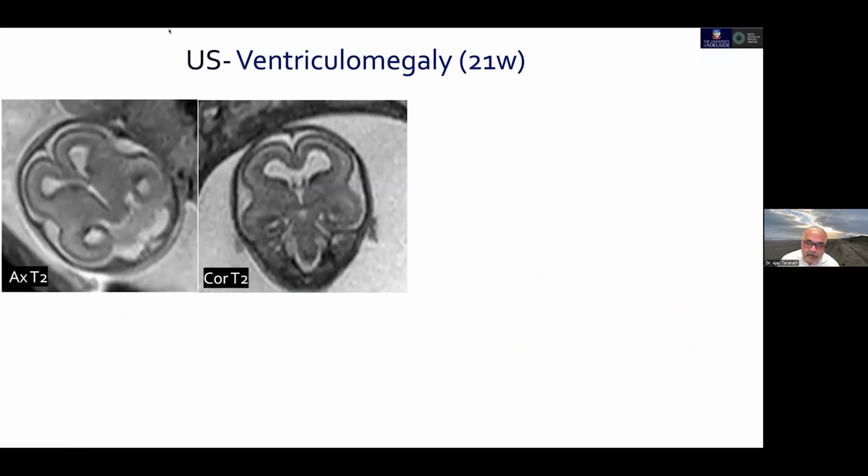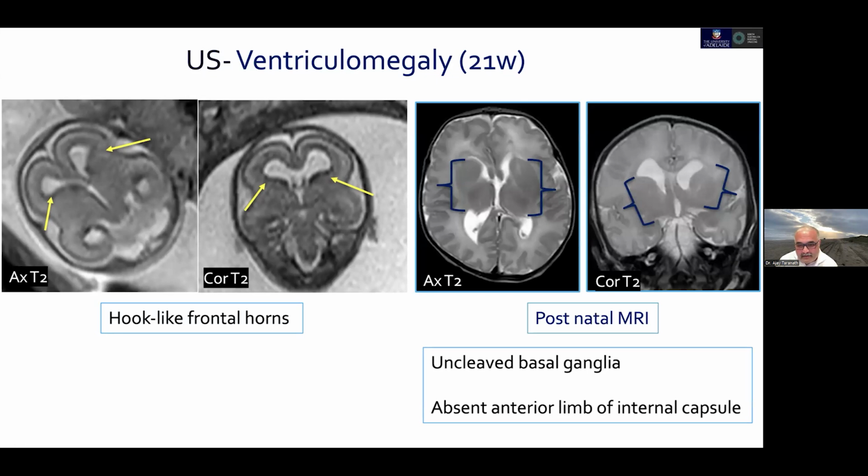Now coming to tubulopathies, ultrasound again, ventriculomegaly, 21 weeks, axial T2 weighted image, and a coronal T2 here. We thought we had hook-like frontal horns. Not very confident about it, but thought it could be representative of tubulopathies. Mom went ahead and delivered the child, and to our surprise, it turned out to be positive for a TUBA1A mutation, where you can see the hook-like frontal horns, uncleaved basal ganglia, and absence of the anterior limb of the internal capsule on the postnatal MRI.